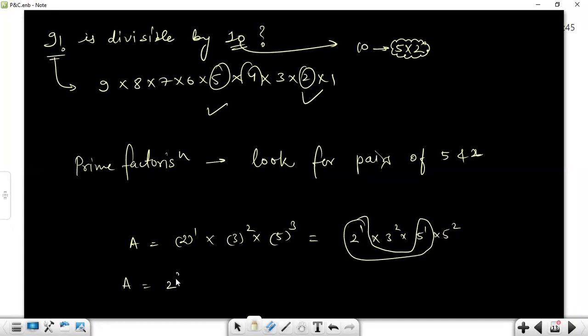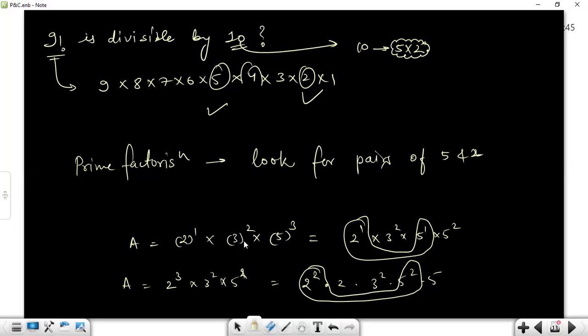If I rewrite 2 raised to power 3, 3 raised to power 2, 5 raised to power 1, 5 raised to power 2, how many pairs of 2 and 5 can be made? 2 raised to power 2 into 2 into 3 raised to power 2 into 5 raised to power 2 into 5. So, two pairs of 2 and 5 can be made. Getting me? So basically it is the minimum of the exponent of 5 or 2 in most of the cases.